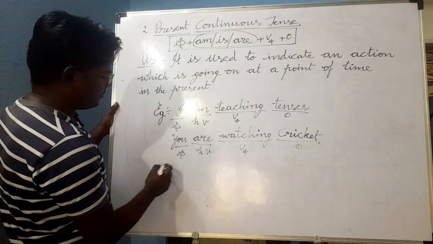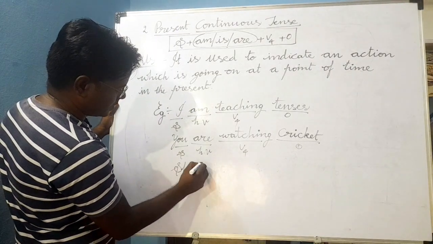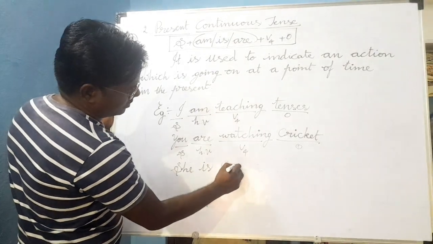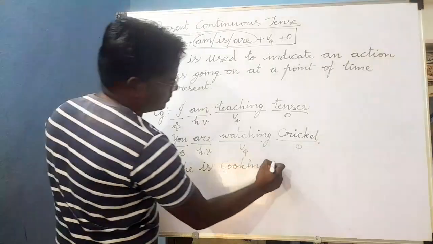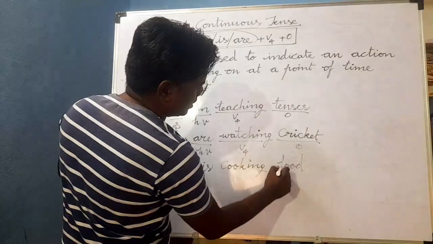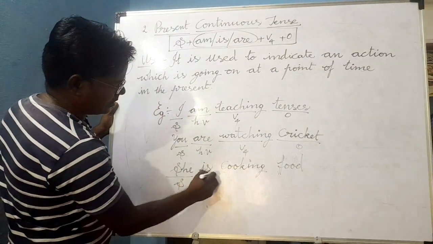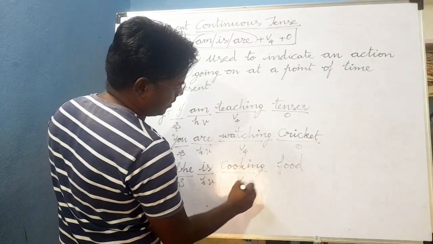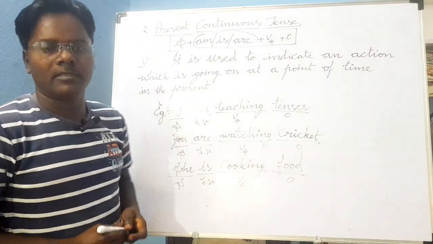Okay, then she is cooking food. She is cooking food. So here she is the subject, is is a helping verb and it is V4 form and food is object. Okay.